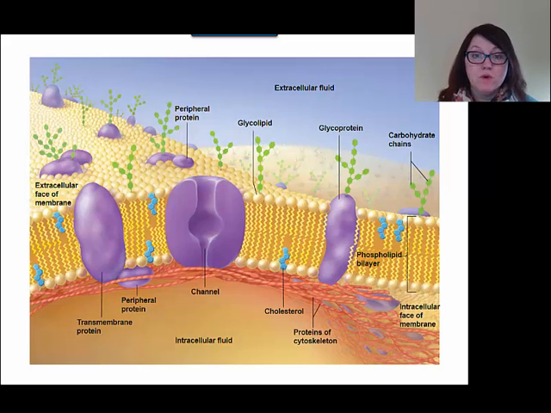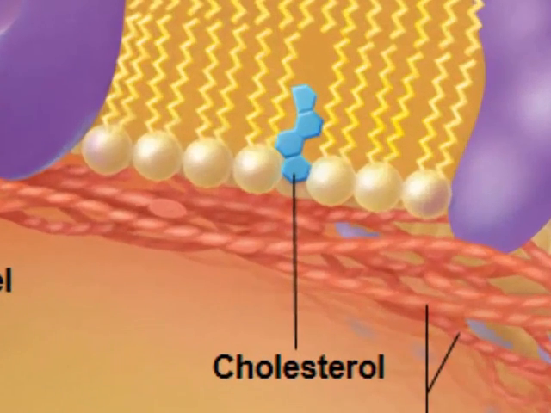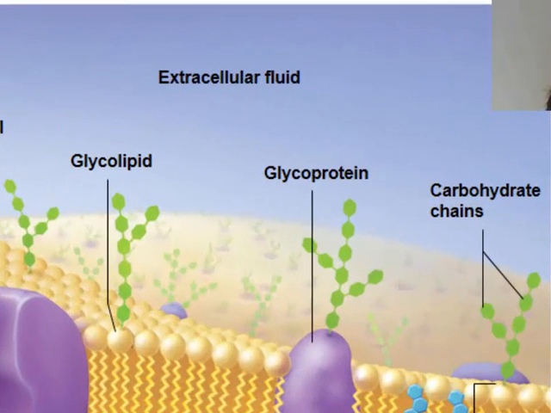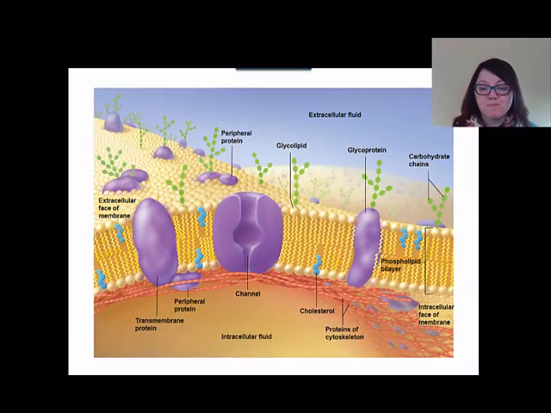Most notably are those big purple blobs, and those are proteins. And then there's those smaller blue things, that's cholesterol. And then if you look on the outside of the cell membrane, you see stuff that looks like plants growing. Those are carbohydrates, and those are also an important part to a cell membrane.